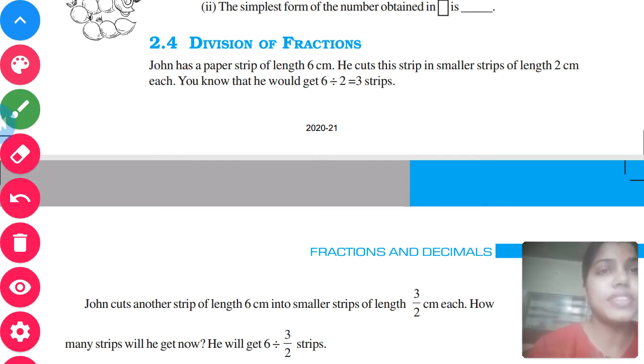Let us introduce a new topic from your exercise, that is 2.4, and the concept is division of fraction. Last time we have discussed multiplication of fraction. In this video we are going to discuss division of fraction. When you hear division, what do you think the division process might be?